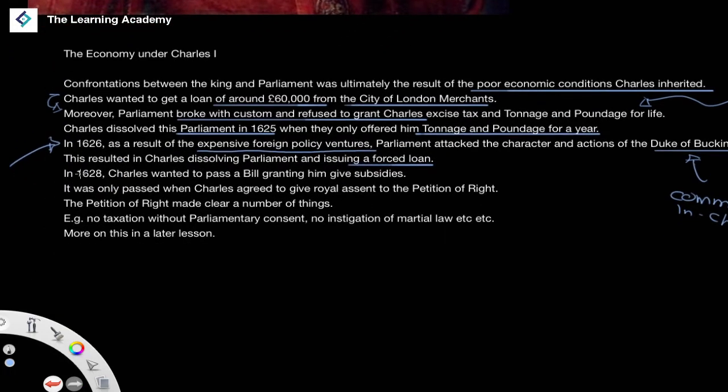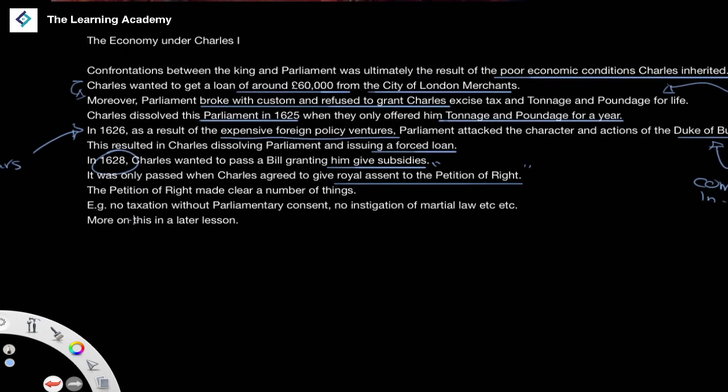unpopular. And then in 1628, we see that Charles passes, or at least wanted to pass, a bill that would grant him financial subsidies, and it was only passed when Charles agreed to give royal assent to what we call the Petition of Right. Now, the Petition of Right made clear a number of things. We will talk about this in much more detail when we look at Charles's relationship with Parliament. But at least two of the things that the Petition of Right did was make clear that Charles would agree to no taxation without parliamentary consent.